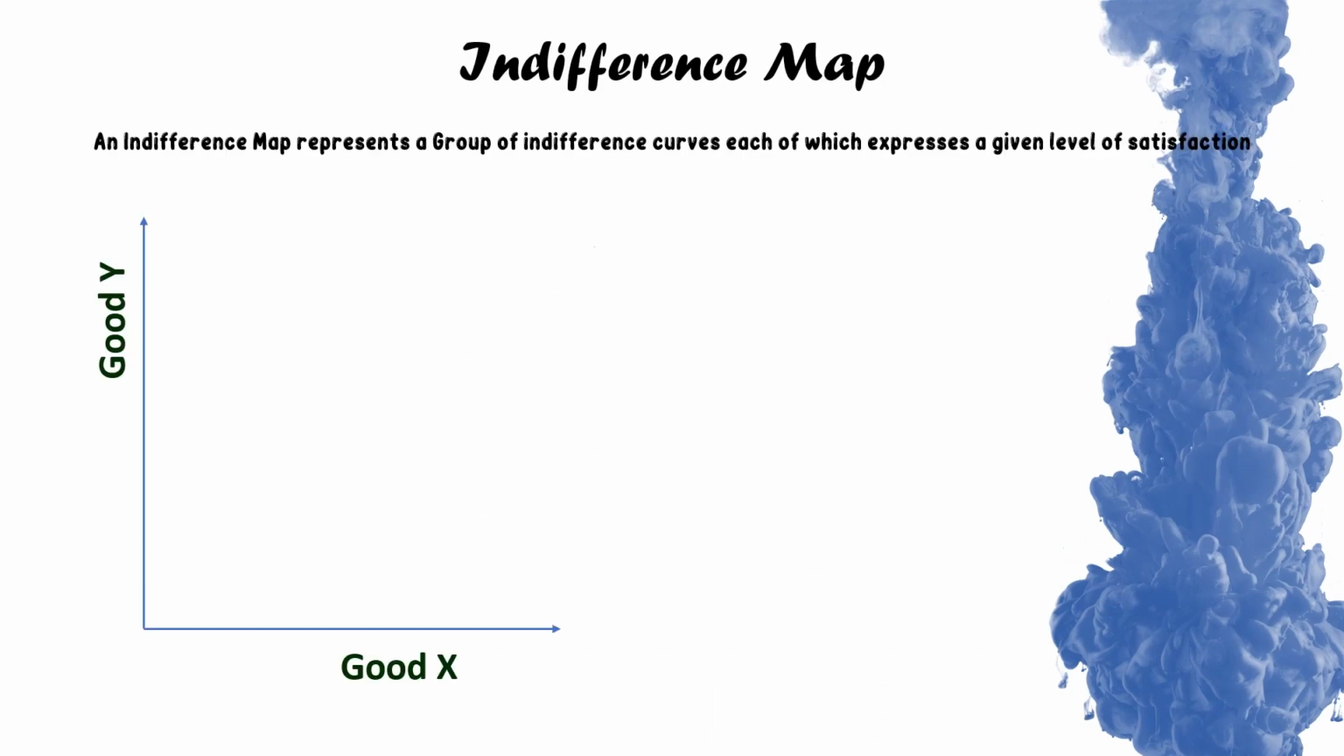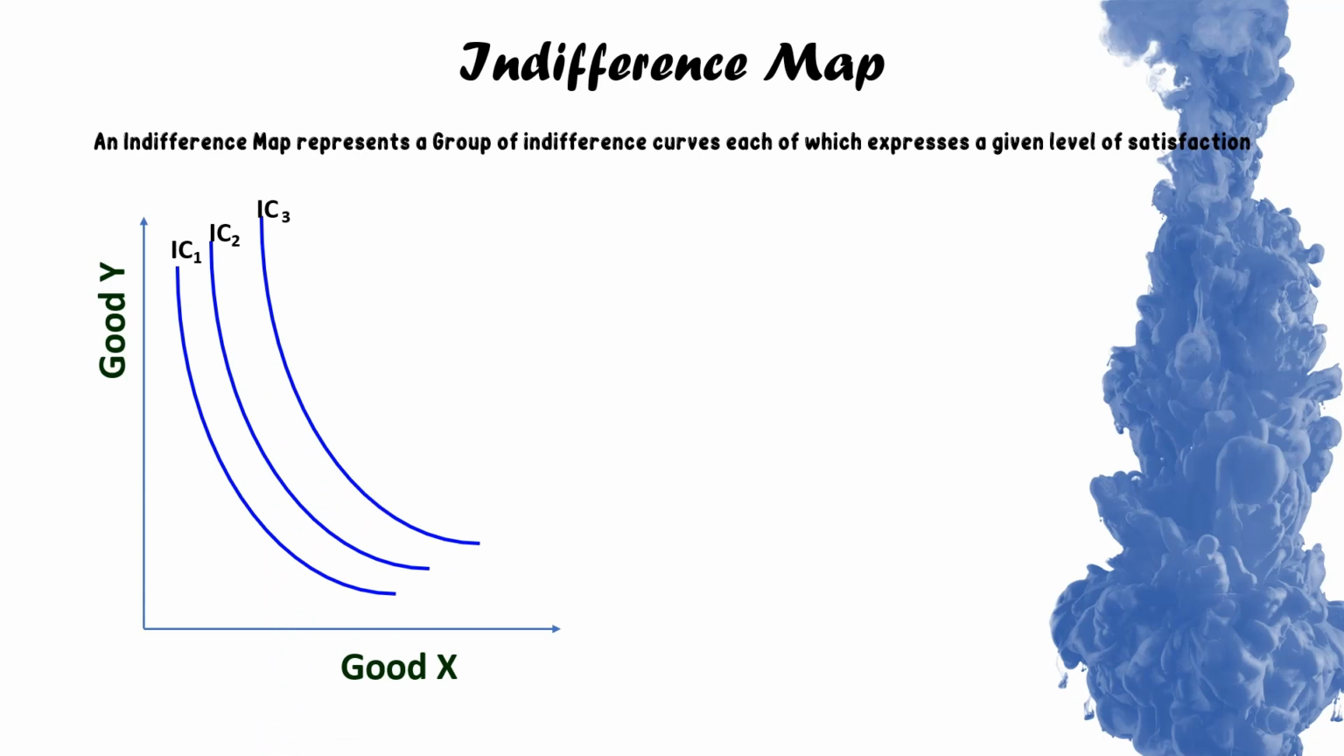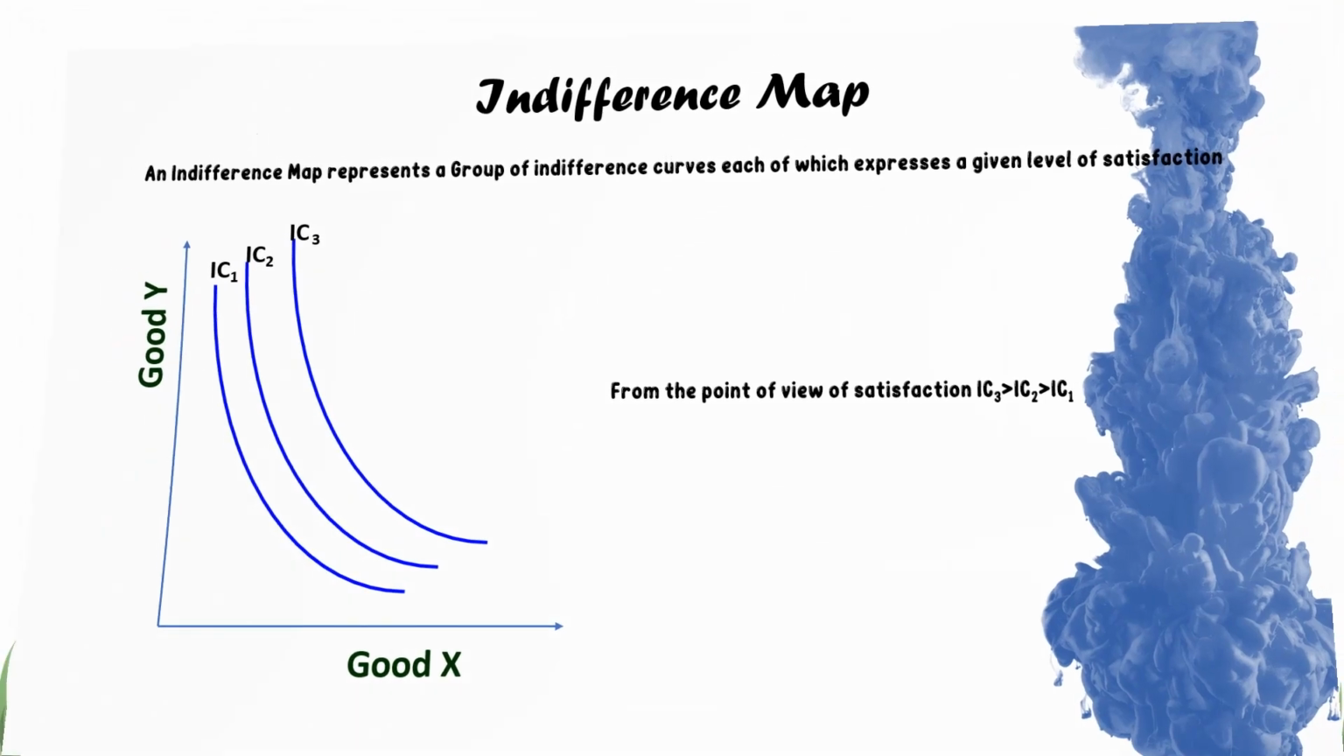And now we discuss the indifference map. An indifference map represents a group of indifference curves, each of which expresses a given level of satisfaction. We know that a consumer is indifferent among the combinations lying on the same indifference curve. If an indifference curve shifts to the right, the level of satisfaction goes on increasing. This is because a higher curve implies a higher level of satisfaction. Therefore, from the point of view of satisfaction, indifference curve 3 is greater than indifference curve 2 and indifference curve 2 is greater than indifference curve 1.